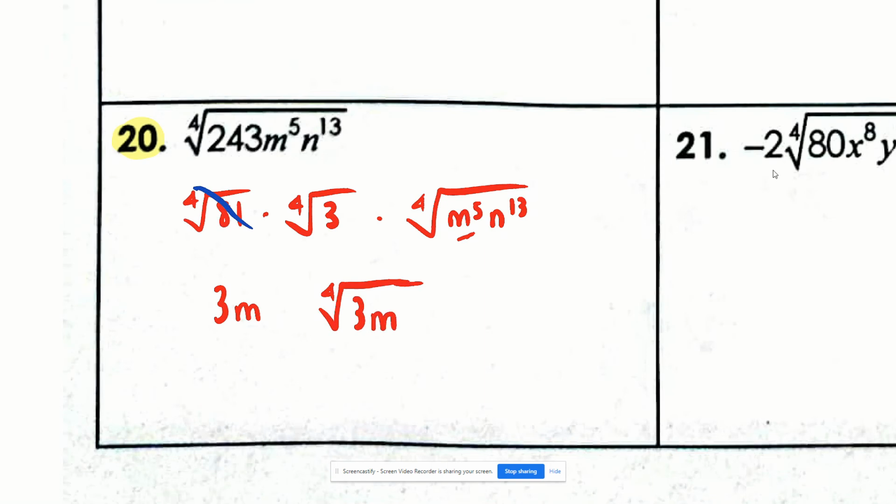How many times will 4 go into 13? 4 goes into 13 3 times. So n gets to escape 3 times. 3 multiples of 4. 3 times 4 is 12. 12 of these n's right here get to escape. If 12 of them get to escape, how many are left? Just the 1. So my answer here is 3mn cubed times the fourth root of 3mn.